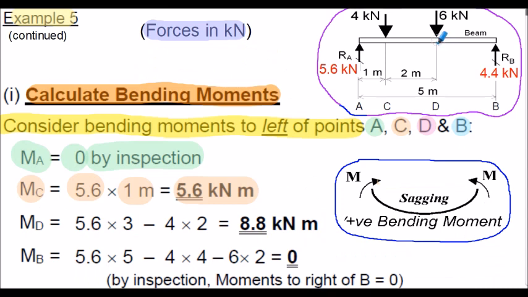Let's next consider bending moments to the left of point D of our beam. So MD, what do I see when I look to the left of this point here? I see the 5.6 kilonewton reaction at the end, but this time it is 3 meters away from point D on the beam. So the 5.6 kilonewtons is multiplied by the 3 meter length down here. But also looking to the left of point D, I now see the 4 kilonewton force, this point load, which is 2 meters away from point D.